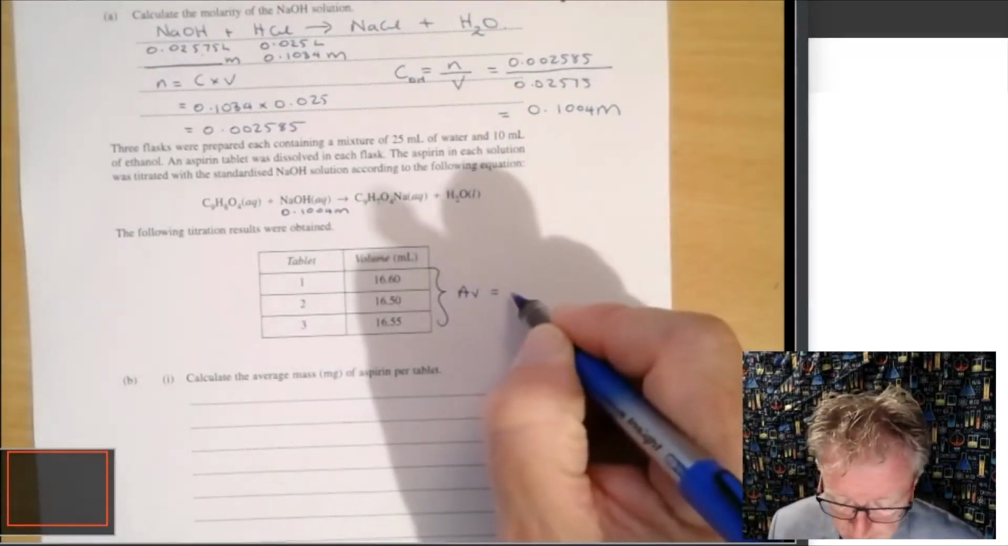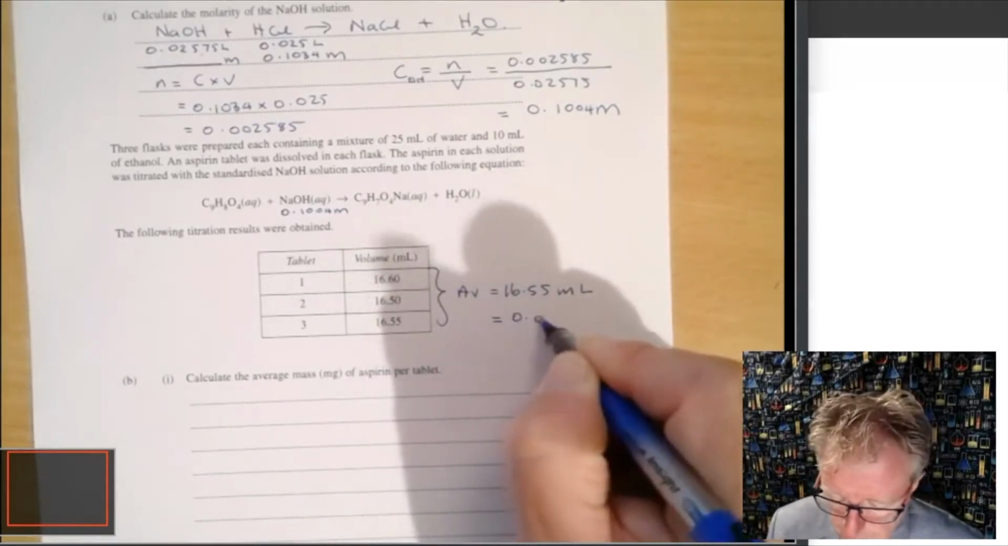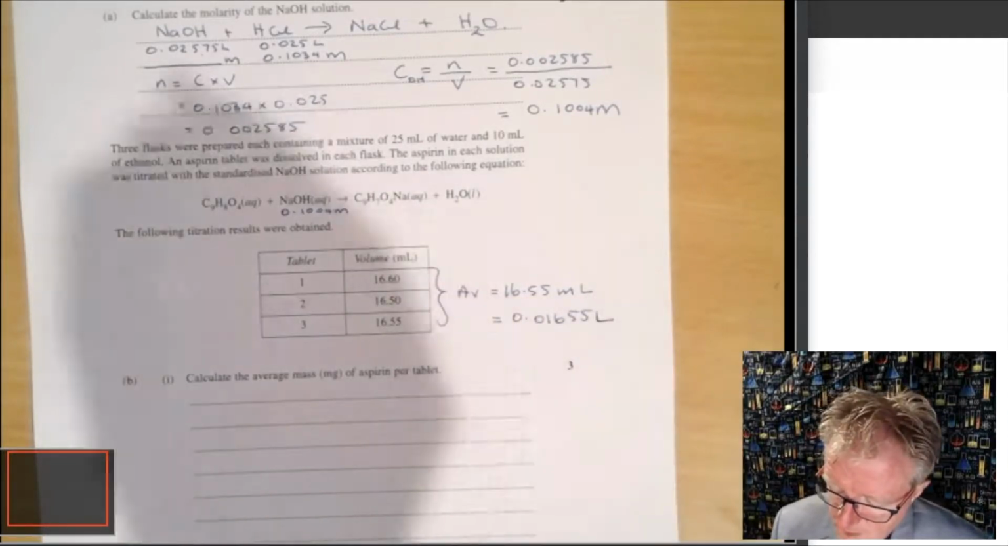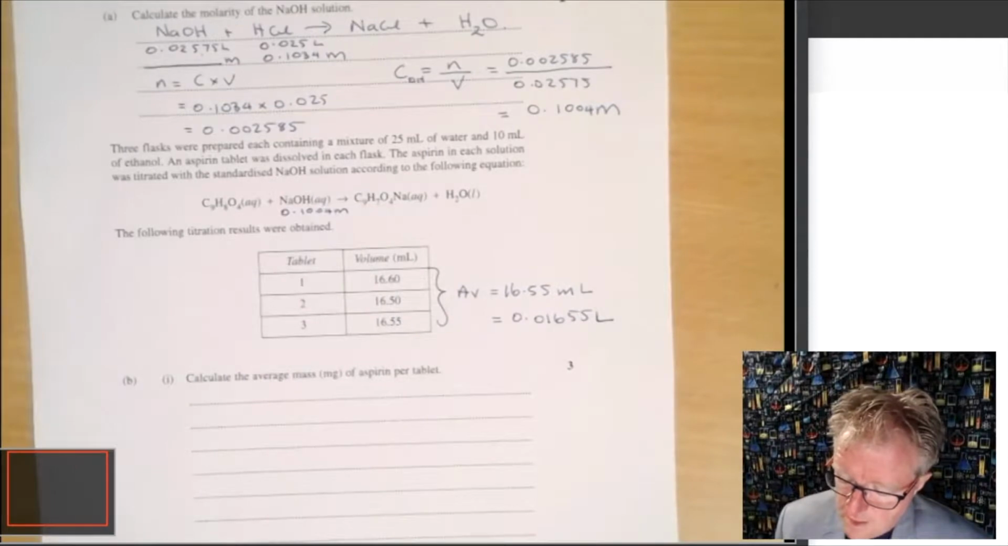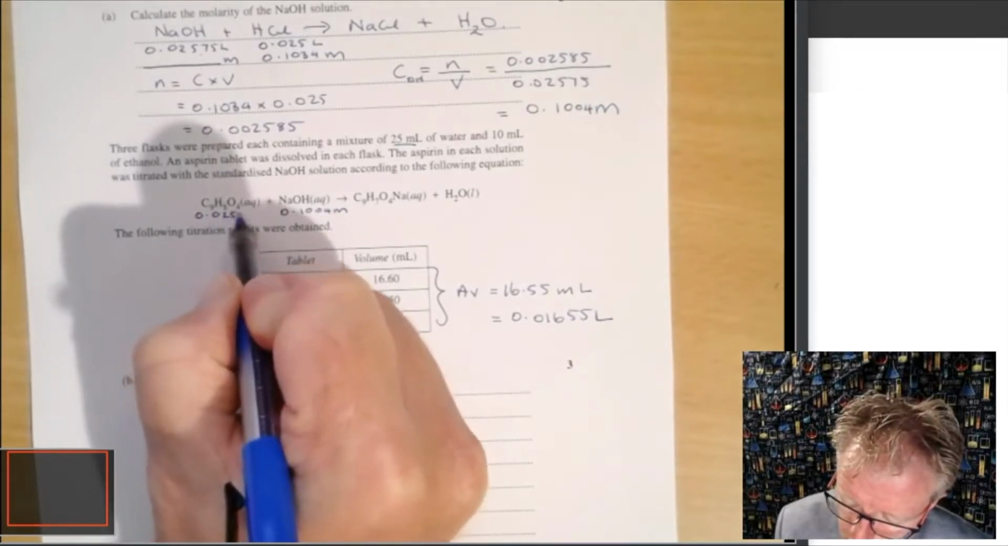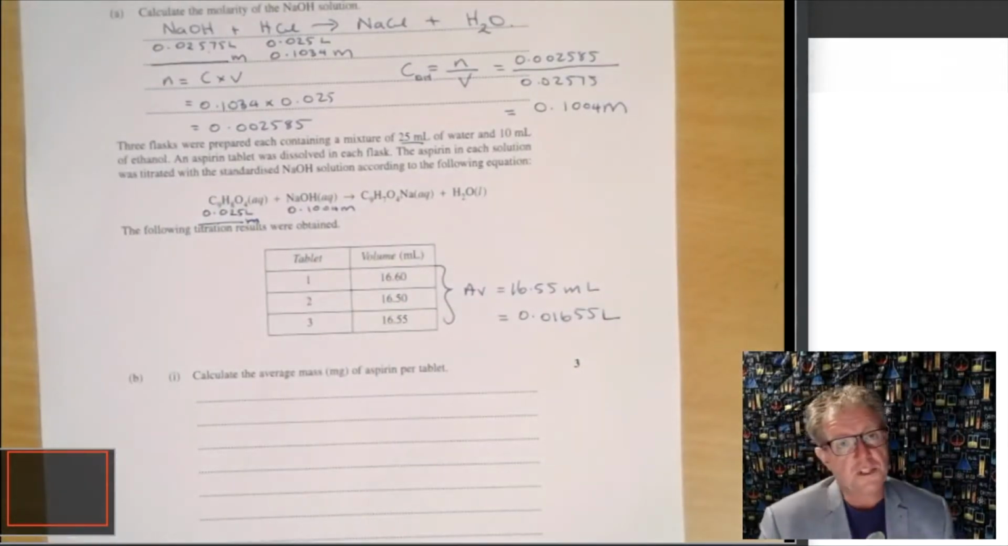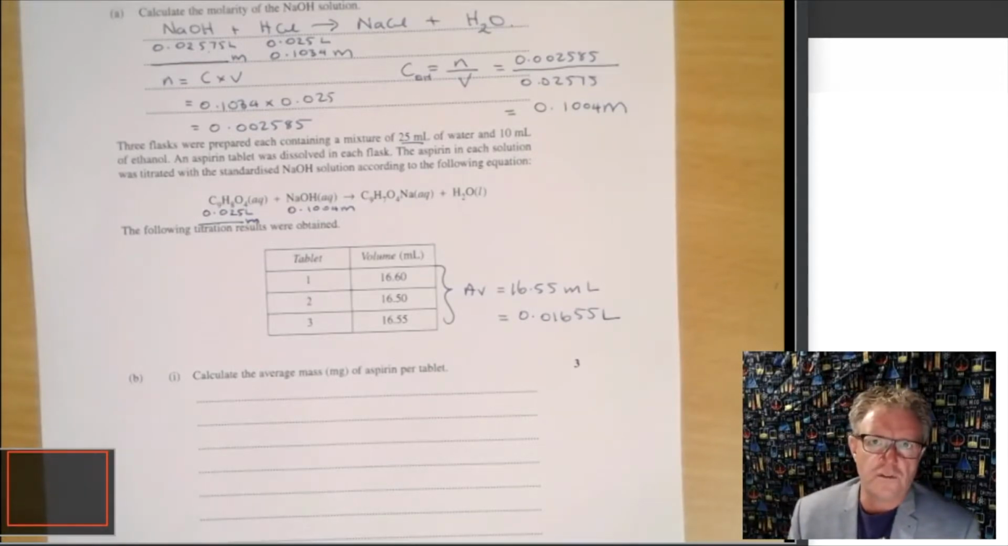So if we take an average of that, we get 16.55 mils, and of course we convert that to litres, and that's our volume that we can use there, right? We know that we used 25 mils dissolving into the tablet, so 0.025 litres. Now, here's the difference between this question and the previous question. The previous question that we did asks for the concentration of the unknown solution of the citric acid, I think it was. Here we're not asking for a concentration, we're asking for the average mass of aspirin in the tablet.